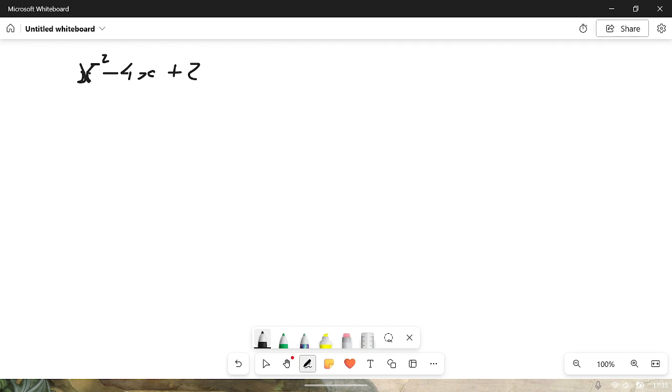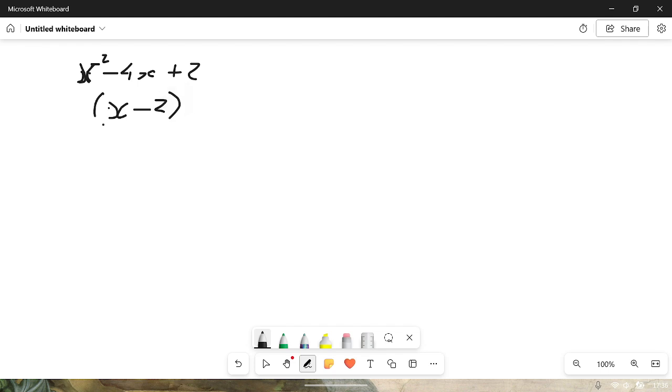So what do we do here? Well, we start off exactly the same. Brackets x. Now remember what I said last time, we copy the sign. So minus, because it's minus 4x, we copy the sign over. Then, once again, we halve the coefficient of x, which in this case is minus 4. However, we've already dealt with the minus. So it's minus 2.